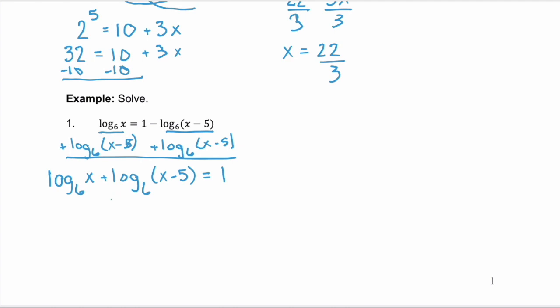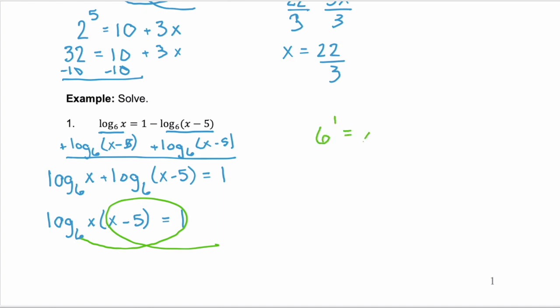Well, remember our log properties? We can combine these two logs into one using the product rule. So that is log base 6 of x times x minus 5 equals 1. Now I'm going to convert it from a log to an exponent. Start at the base, 6 to the power of 1 equals what we were taking the log of. So 6 to the power of 1 equals x times x minus 5. 6 to the power of 1 is 6.